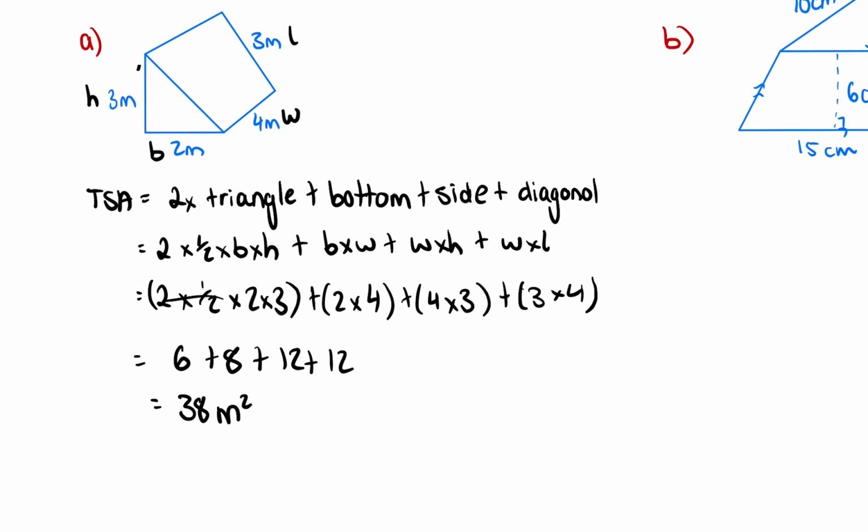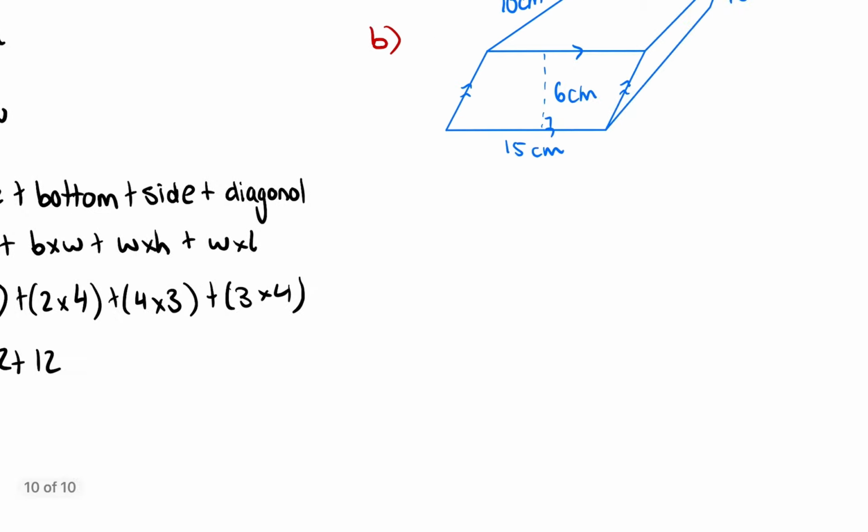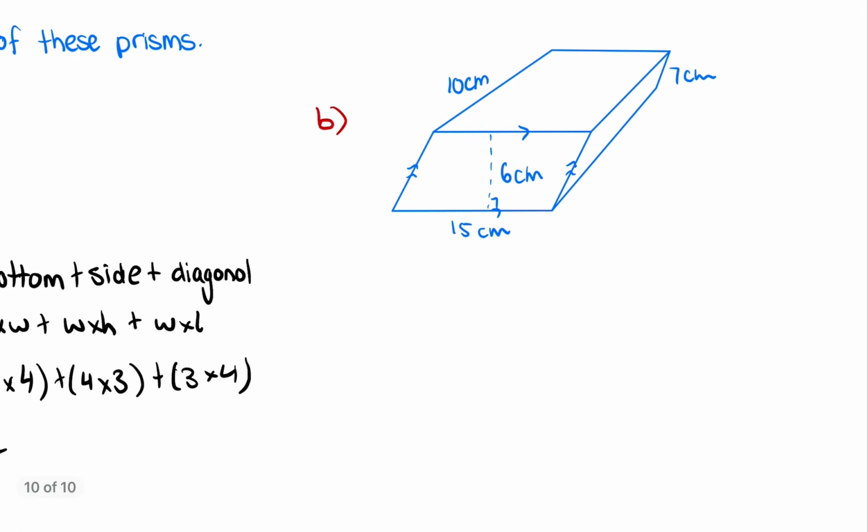So basically, it's similar to a rectangular prism, but this time you've got to look at what your two ends are instead. So here, we've got one that's a parallelogram. So it's basically a rectangular prism, but it's on an angle. It's on a bit of a lean, actually.